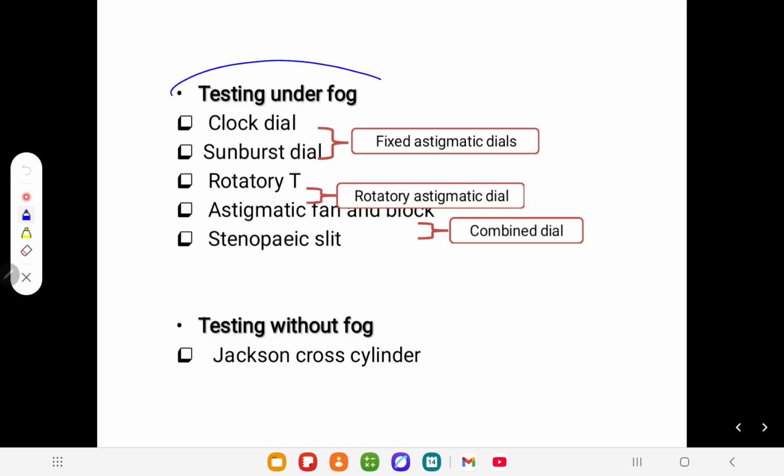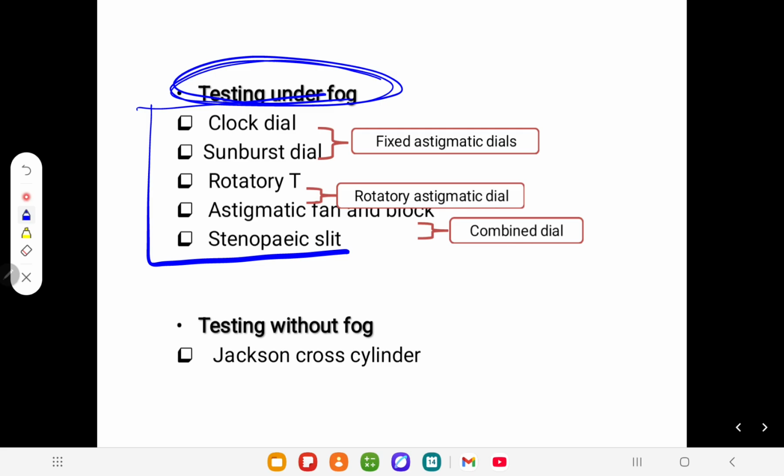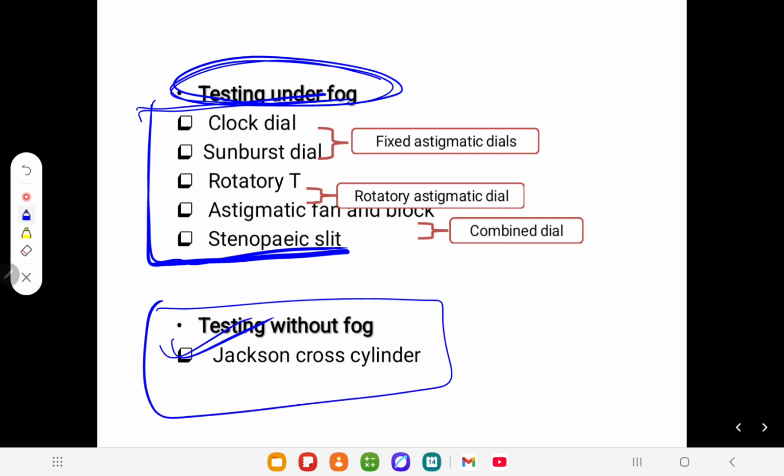So testing under the fog, whenever we use these 5 methods, we do testing under the fog. First of all, the first criterion is the eye must be fogged. Then we can use these 5 things. And testing without fog is Jackson cross cylinder.